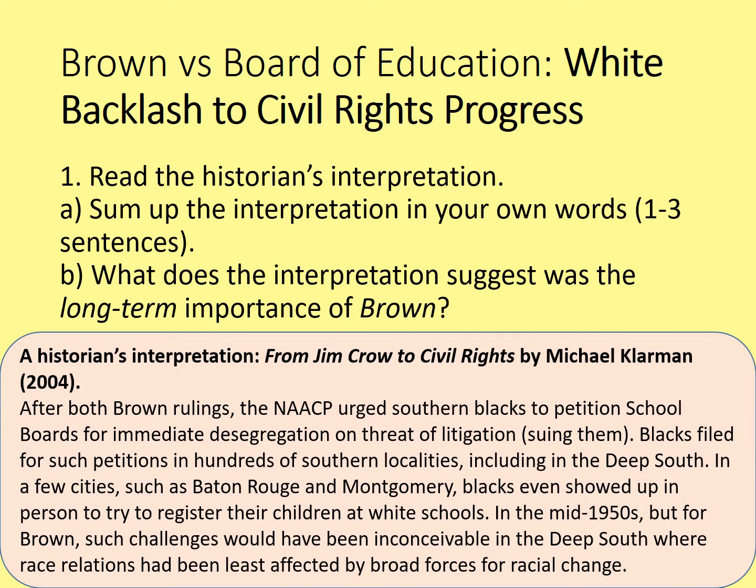A historian's interpretations. This is from the book From Jim Crow to Civil Rights by Michael Klarman. This was written in 2004. After both Brown rulings, the NAACP urged Southern blacks to petition school boards for immediate desegregation on threat of litigation. This means suing them if they didn't let them in. Blacks filed for such petitions in hundreds of Southern localities, including in the Deep South. In a few cities such as Baton Rouge and Montgomery, blacks even showed up in person to try and register their children at white schools.